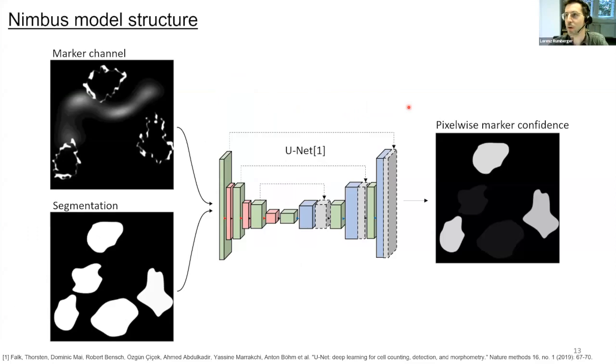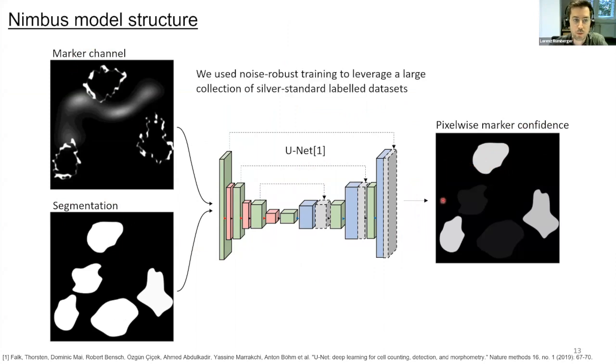So what does our model do? What goes in, what goes out, what's the structure? We use a UNet as the backbone network, which is the workhorse of medical computer vision. The input is a single marker channel and a binarized segmentation map. The network learns to predict pixel-wise marker confidence scores that tell you if a cell is positive for a given marker, yes or no. And we used a noise-robust training procedure to leverage the silver standard dataset and the silver standard labeled annotations.